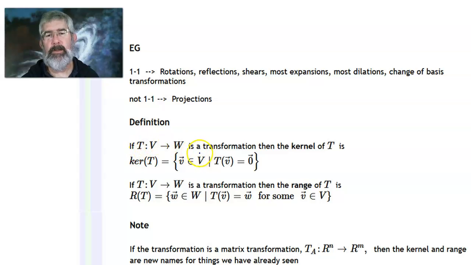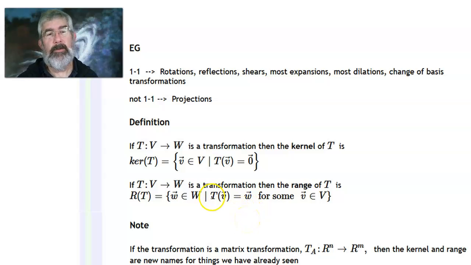So if T from V to W is a transformation, then we call the kernel of T, and we denote it Kernel of T, the set of all vectors in the domain such that they are sent to the zero vector in the codomain. Right? So it's the set of all V such that T of V is equal to the zero vector. That's called the kernel. And if you've got a transformation from V to W, we define the range of T as the set of W in the codomain such that T of V equals W for some V, the things that get hit. And I believe we've defined the range before.